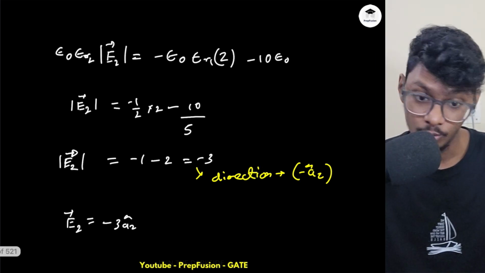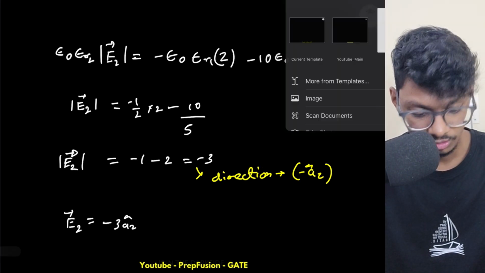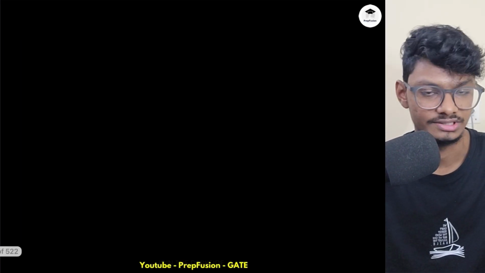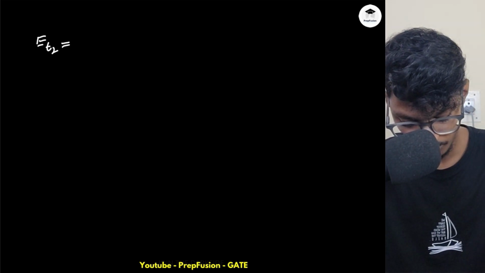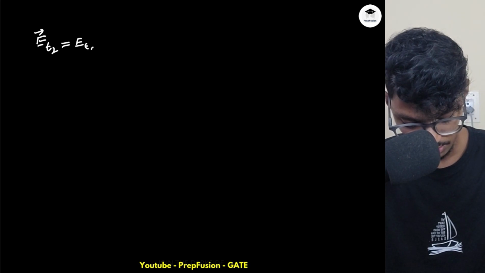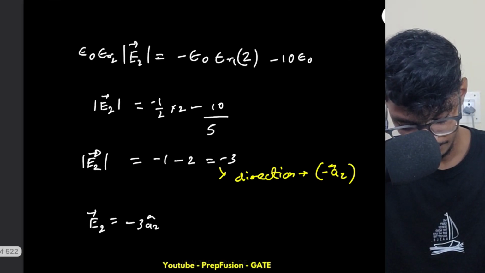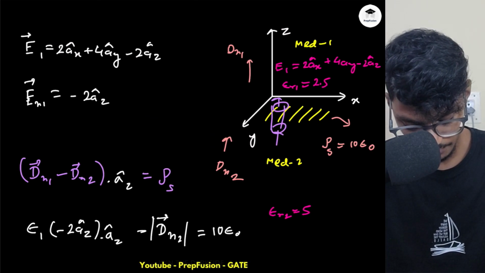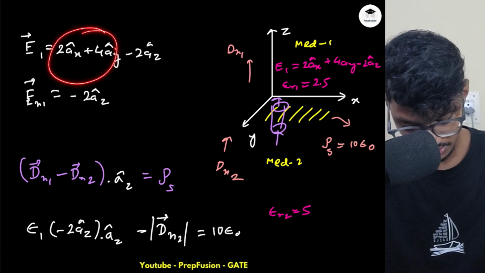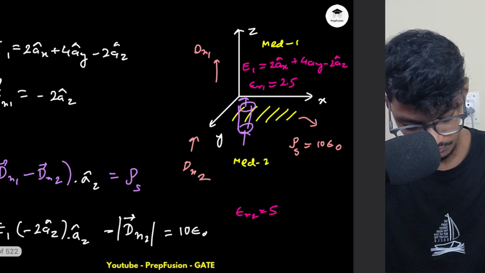Now I know many students will get confused in this. Please do everything systematically, so you will never get confused. Do everything from basics, correct? So now I can simply find the tangential component. Tangential component will be the same as the tangential component of the medium 1, right? Medium 1. So ET1 is basically equal to 2ax plus 4ay.